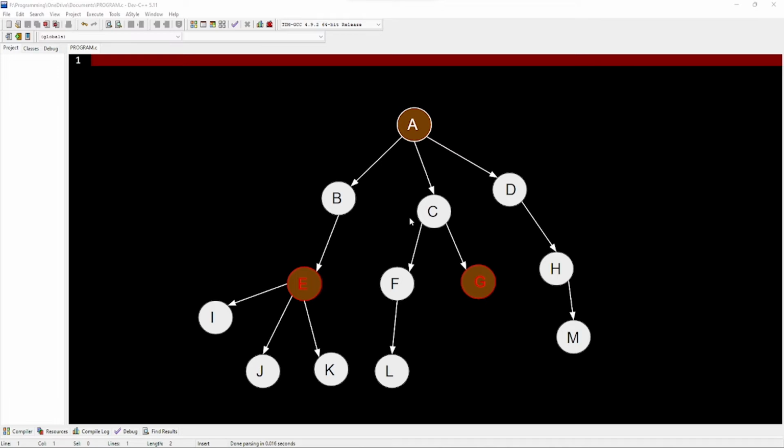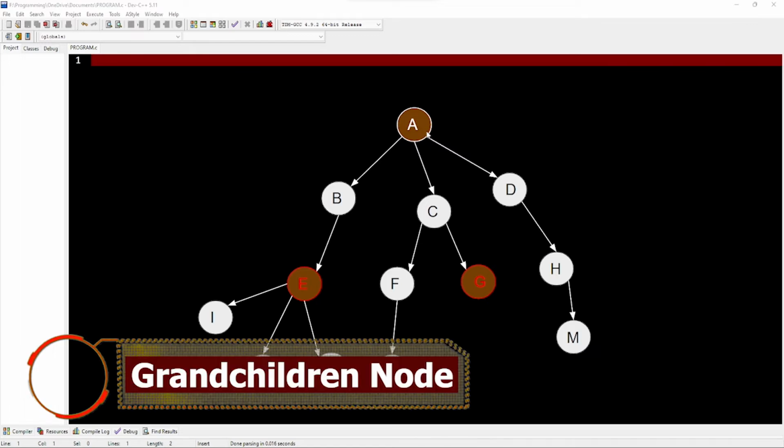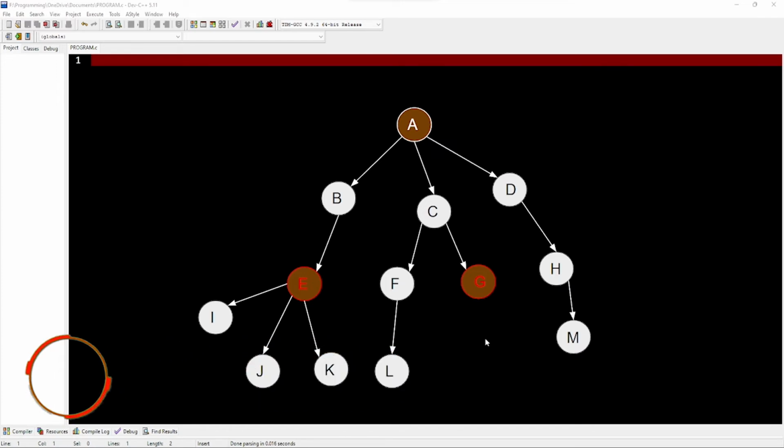As B and C are the parents of the node E and G respectively, and A is the parent of B and C, we can say that both the nodes E and G are the grandchildren of the root node, that is the node A. In this case, the root node labeled A is called the grandparent of E and G. And subsequently, the nodes E and G are called the grandchildren of the root node, that is the node A.